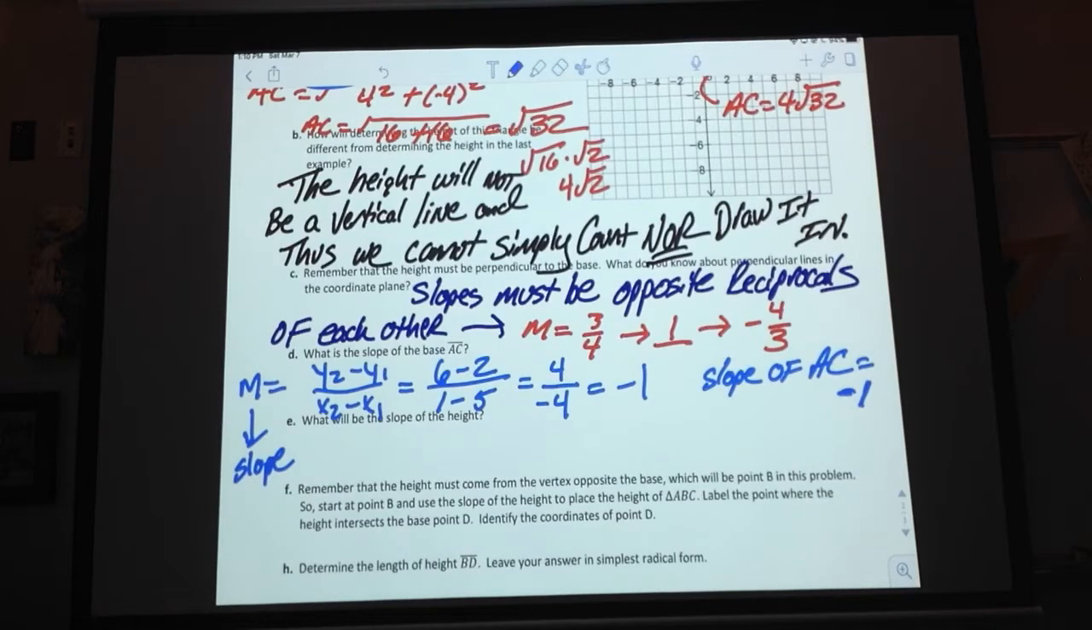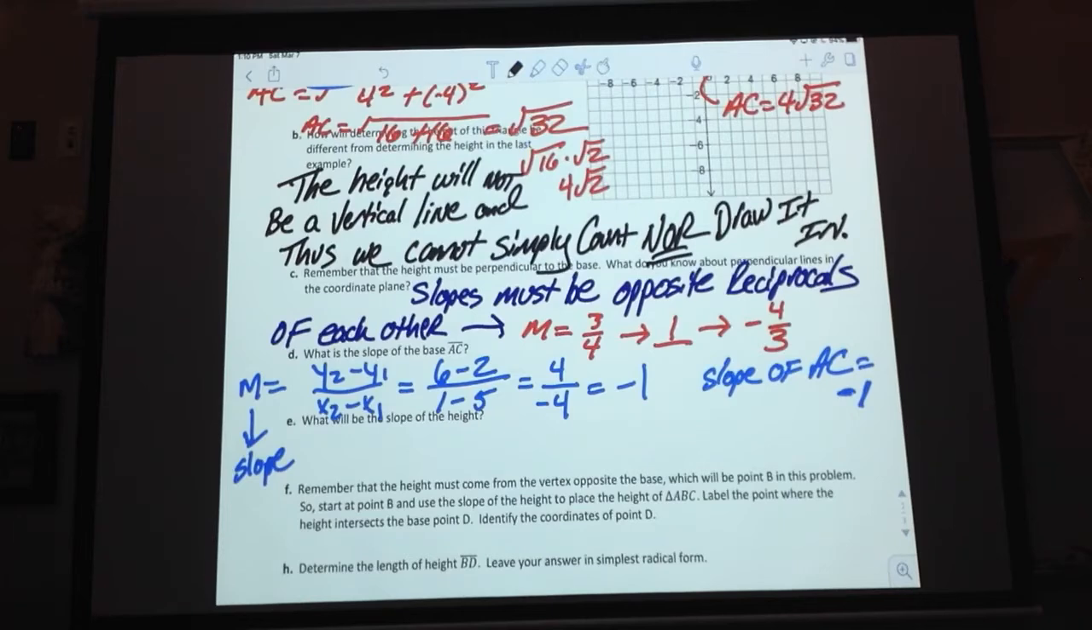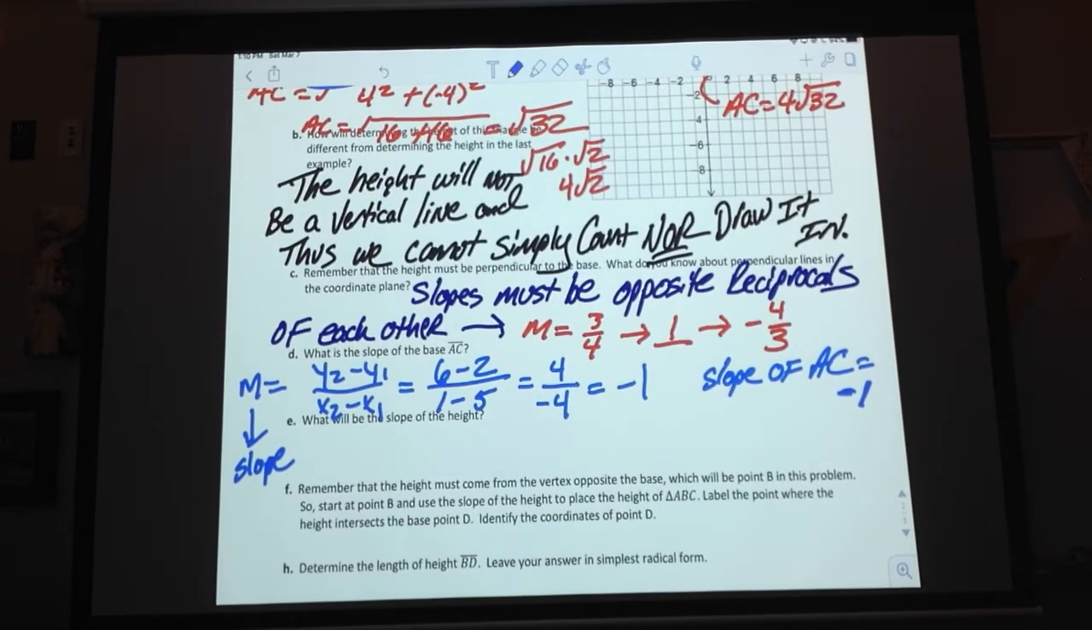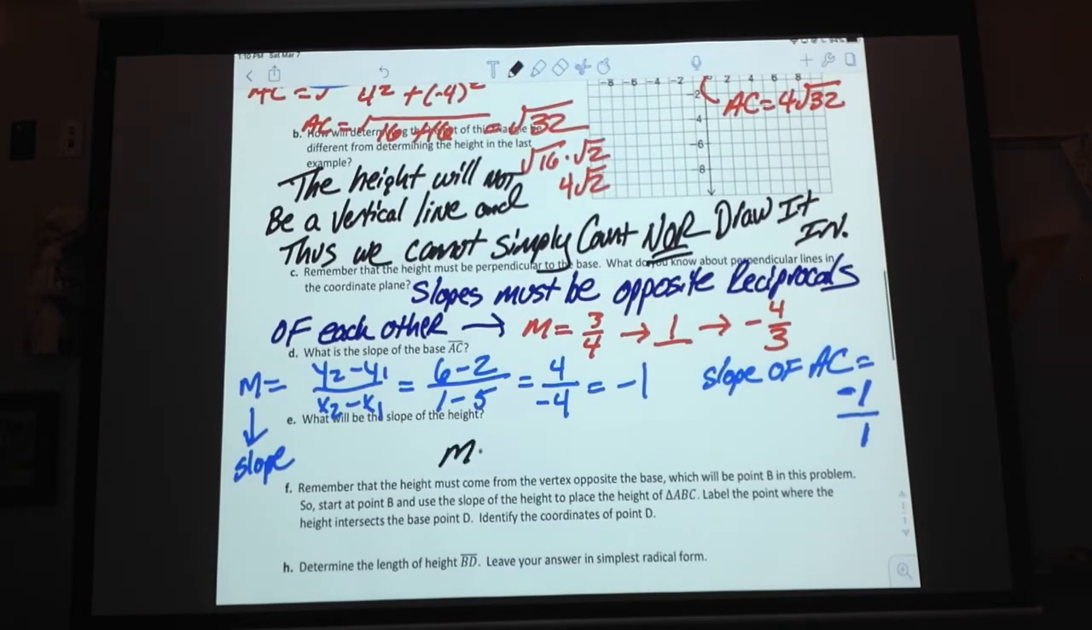So what will be the slope of the height then? Well, the slope of the height, remember, it has to be the opposite sign, and the reciprocal means flip the fraction. Well, if you remember, a negative 1 as a fraction would be simply 1 over 1, or negative 1 over 1. So when I do this, what does the slope of the next one, or the height, have to be?